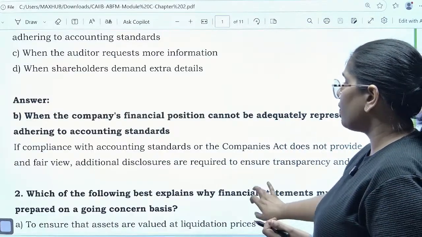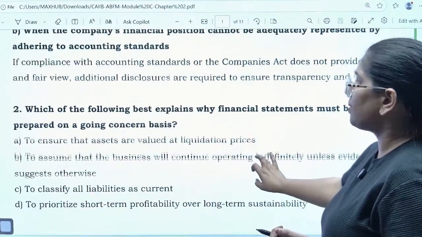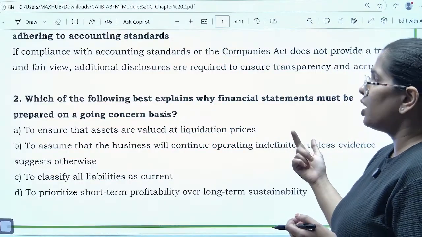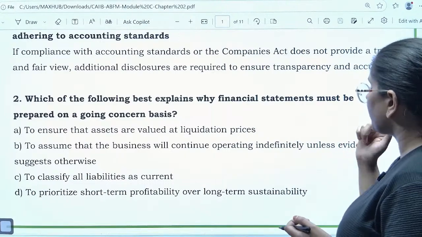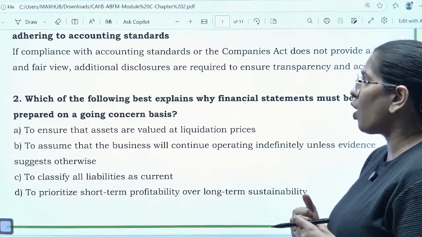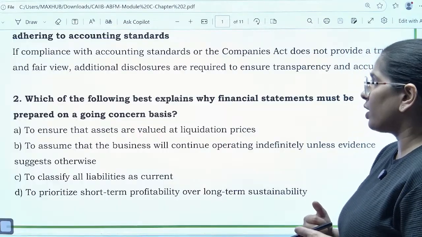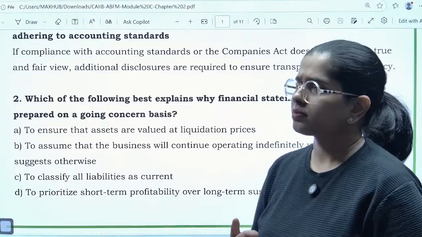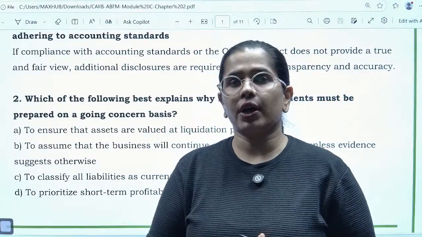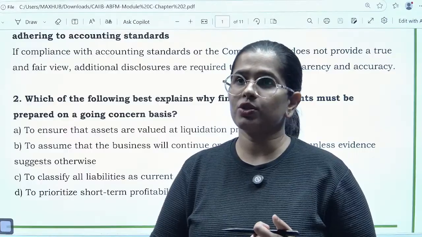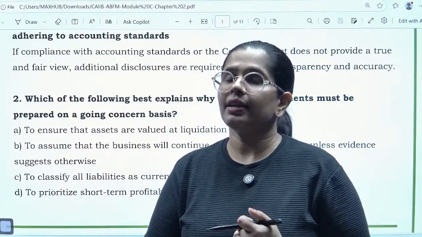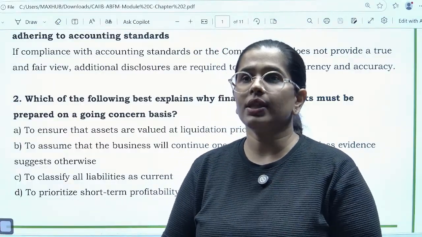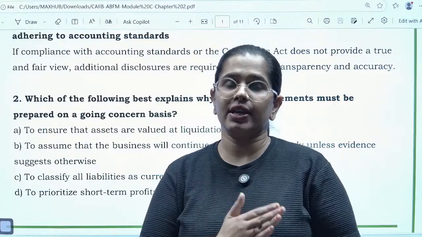Now, question number 2 we have: which of the following best explains why financial statements must be prepared on a going concern basis? To ensure that assets are valued at liquidation; to assume that business will continue operating indefinitely unless evidence suggests otherwise; to classify all liabilities as current; and to prioritize short-term profitability over long-term sustainability. See, you can expect the questions from your accounting principles as well. Some example based questions is something that you can expect from here, and this particular question talks about the going concern basis. In going concern basis, they are assuming that the business will continue unless the evidence suggests otherwise.